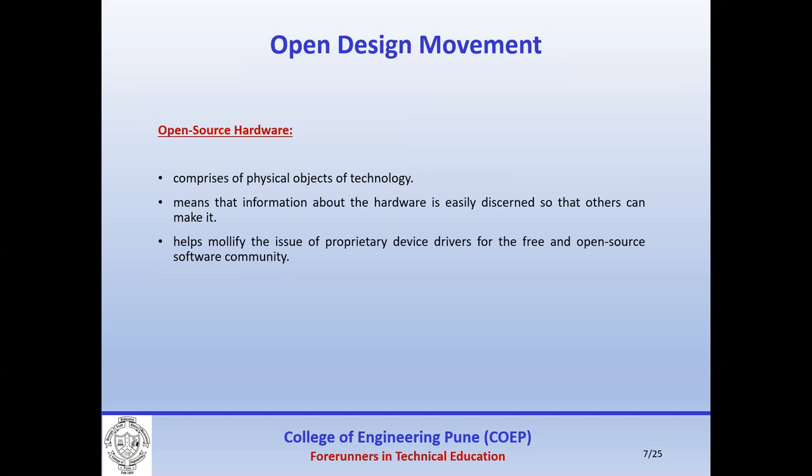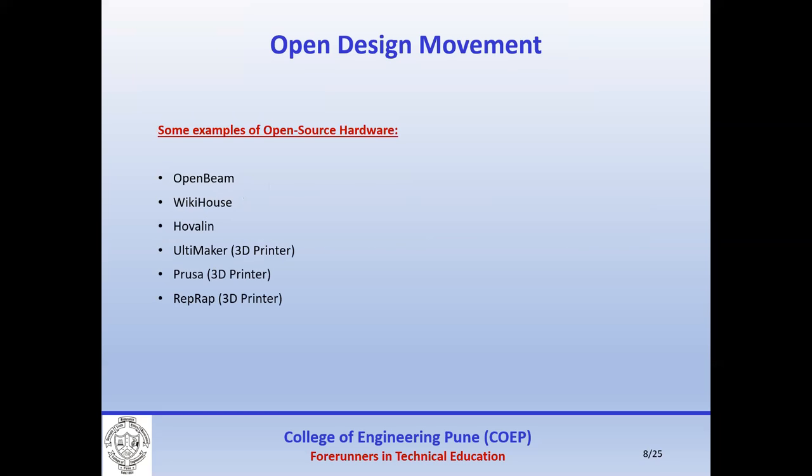Open source hardware consists of physical artifacts of technology which are designed and offered under this movement. Now, people can easily make the hardware in the comfort of their homes because the logic designs and hardware description language code are shared with the public. OpenBeam, WikiHouse, Hovalin, Prusa, and RepRap are some examples of this hardware.